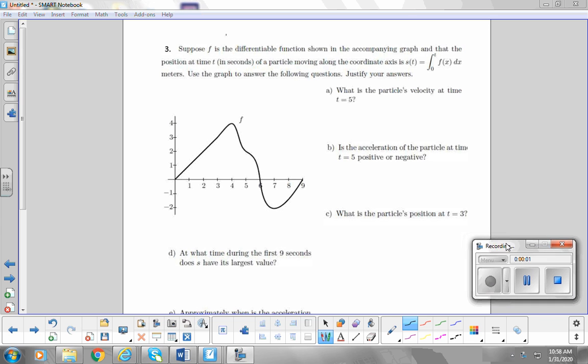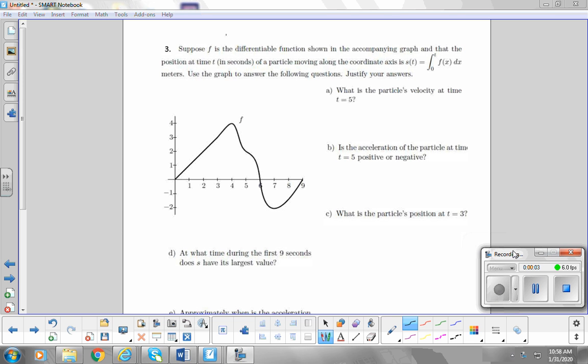Suppose f is the differentiable function shown in the accompanying graph, and that the position at time t in seconds of the particle moving along the coordinate axis is given as the integral of f. Okay, so that's the graph of f. The integral of that, going from 0 to some time, tells you the position. Okay?